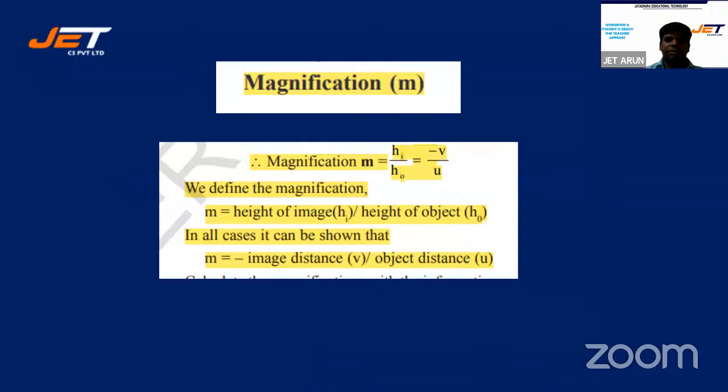Magnification. Magnification is given by hi by ho, or minus v by u. These derivations you will look into later, students. But what is important for applying the formula in problems is the formula, and how you apply it. You should be able to apply the formula with the right sign convention considered.